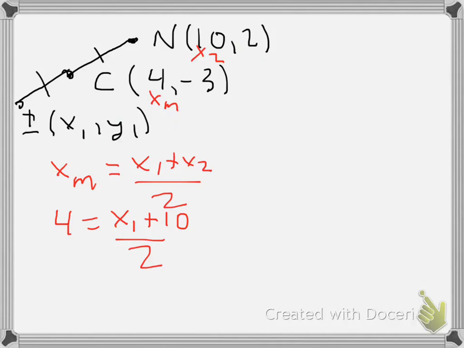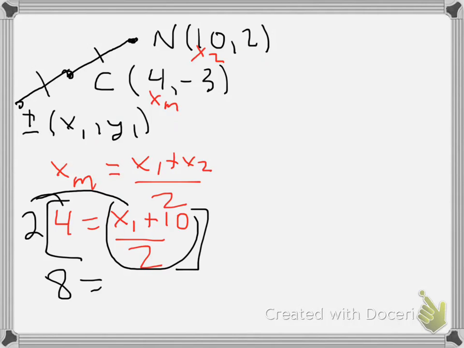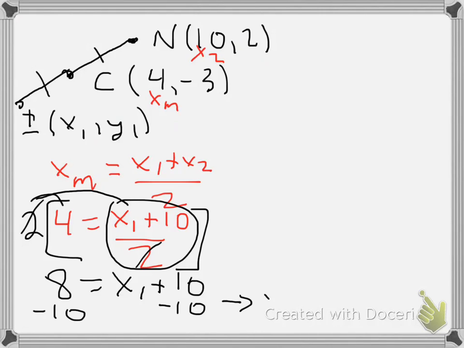Now, if I solve that, one way to solve that, I'm going to change my pen color here, is to multiply everything by 2. So I'm going to get 2 times 4 is 8 equals 2 times, well, everything here was divided by 2. So if I multiply by 2 and I divide by 2, they're going to cancel out. I'm going to get x1 plus 10. Now the problem looks pretty easy. Subtract 10, and since I ran out of space, I'm going to get the x for I is -2.